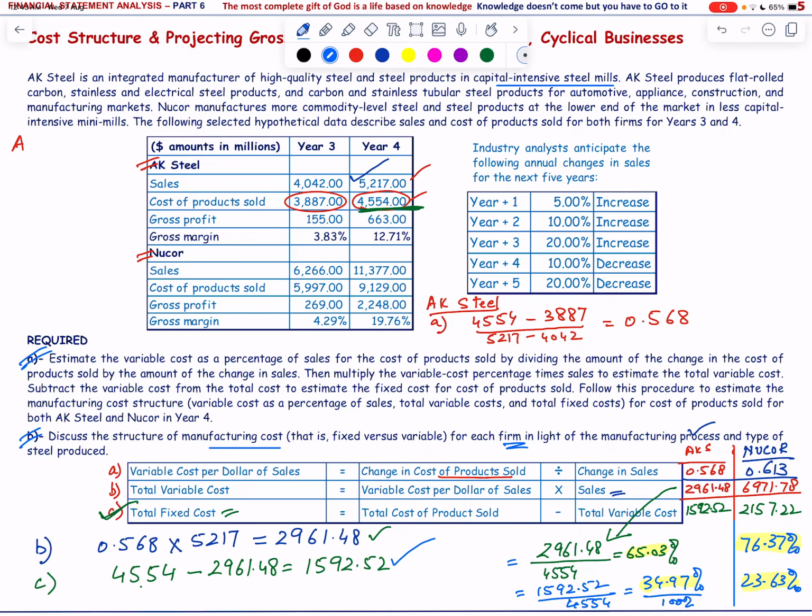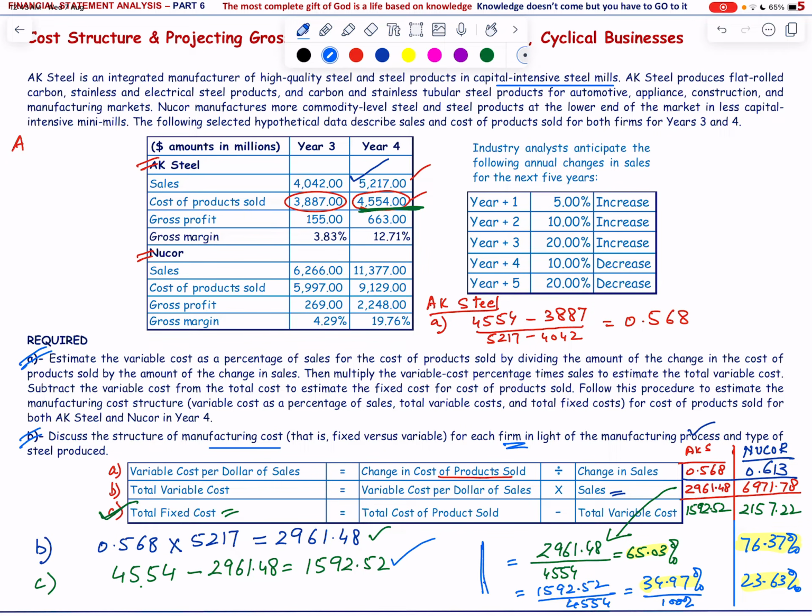compared to Nucor, that results in a cost structure with a larger proportion of fixed cost and a smaller portion of variable cost. You can see over here with the numbers that are displayed, and this is because the capital intensive operations often involve significant investments in machinery and facilities, which lead to substantial fixed costs that do not vary with production volume. This is the unique character of a fixed cost.